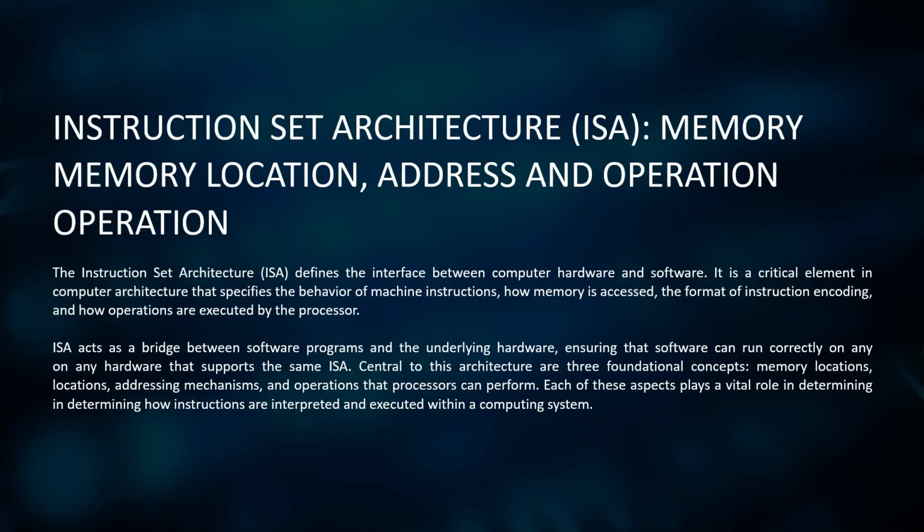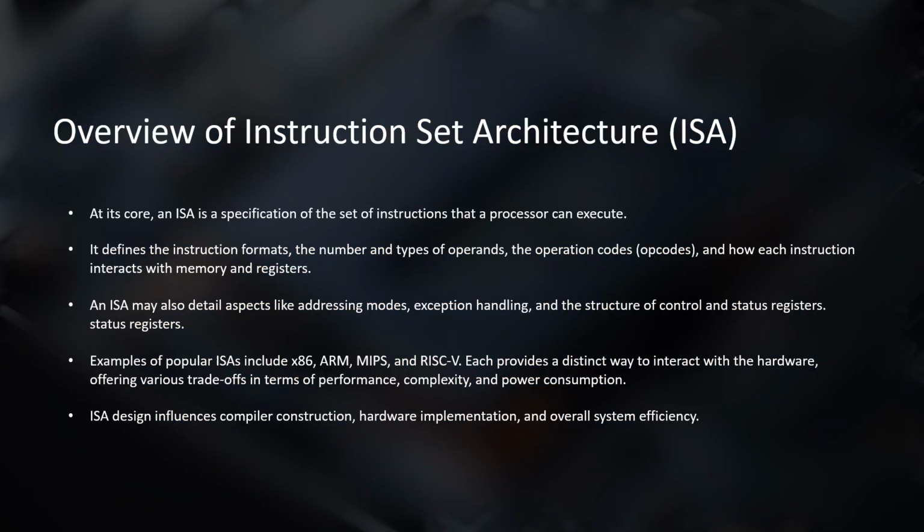The instruction set architecture defines the interface between the computer hardware and software. It is a critical element in computer architecture that specifies the behavior of machine instructions, how memory is accessed, the format of instruction encoding, and how operations are executed by the processor. The overview of instruction set architecture is a specification of the set of instructions that a processor can execute. It defines the instruction format, the number and types of operands, opcodes, and how instructions interact with the memory and the registers.